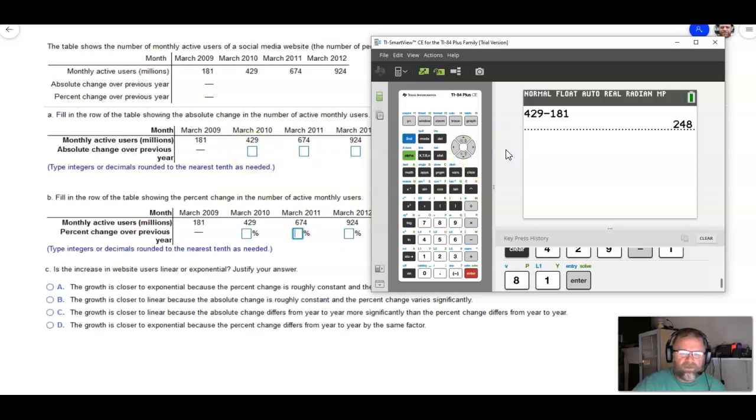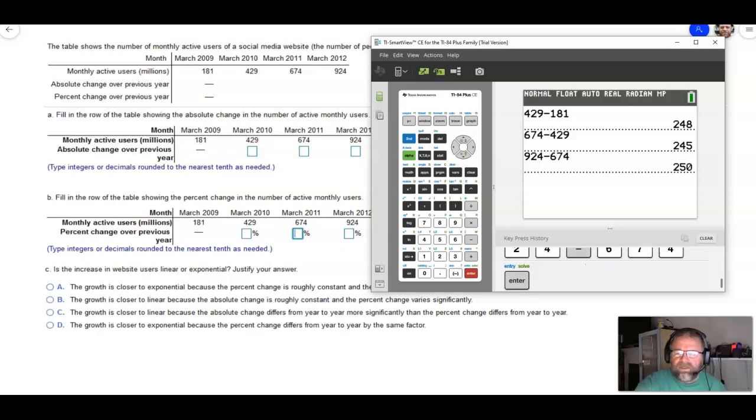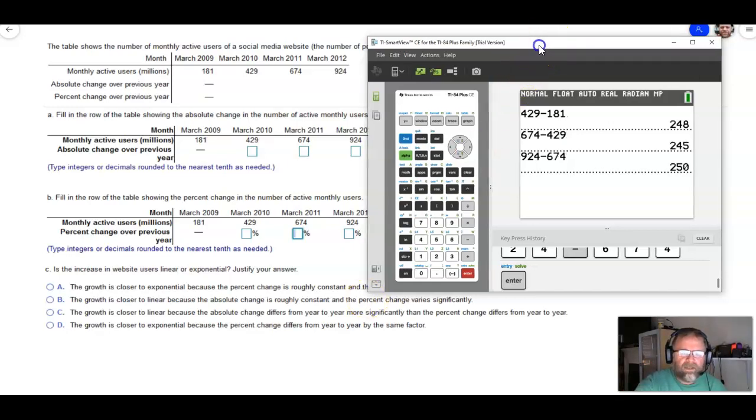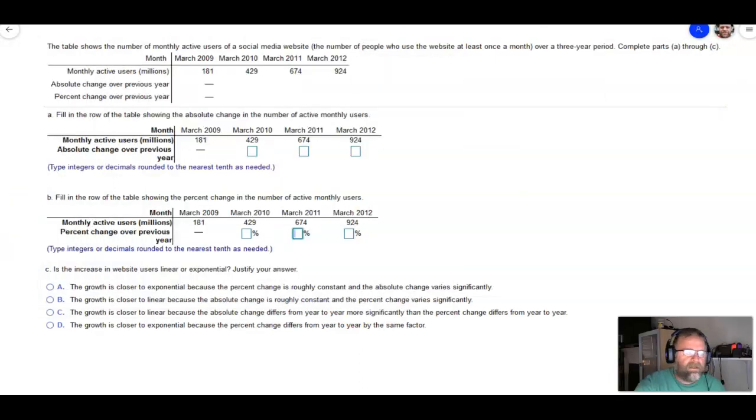We're going to do the same thing for the other ones as well. So for the next year, it went from 429 to 674. So I can just do 674 minus 429, and that's 245. And for the last year, we just do 924 minus 674, and that will be 250. So we can see that the increase was pretty constant. It stayed around the same amount, and that's going to point towards a linear progression here, and we're going to answer that later. But let's go ahead and kind of put these values in.